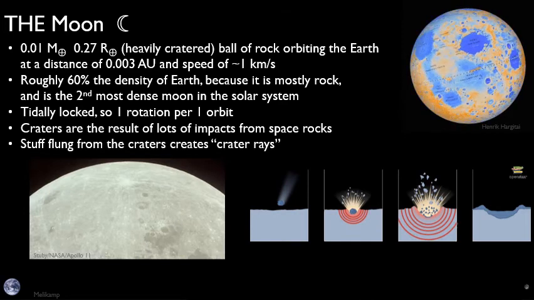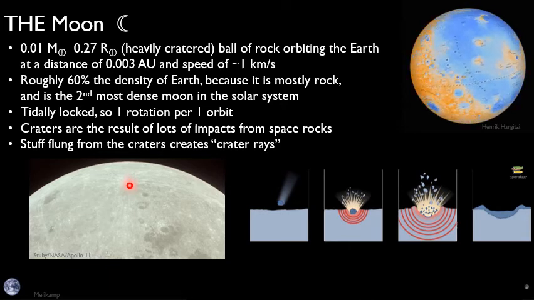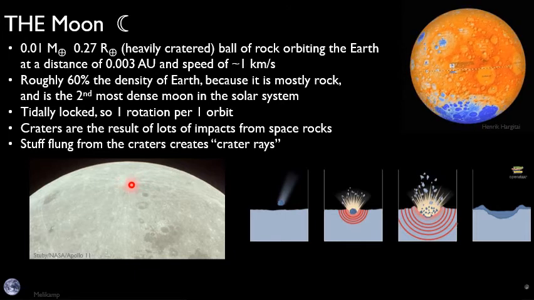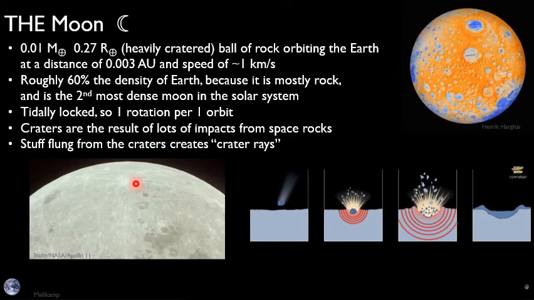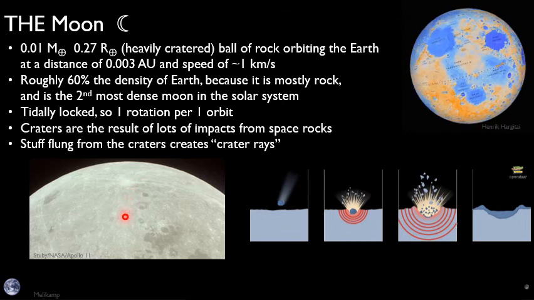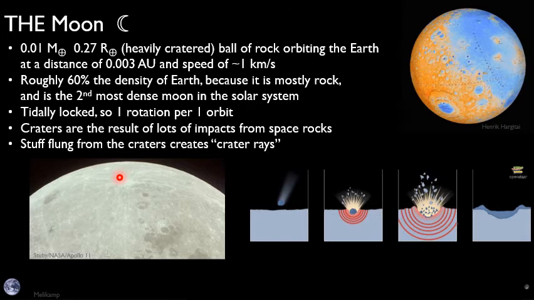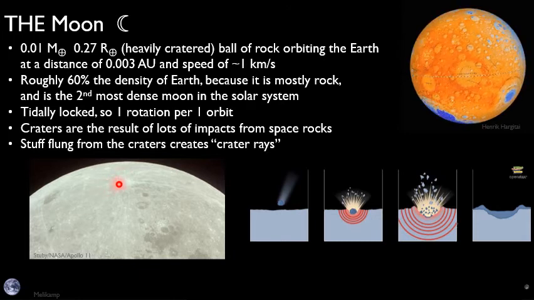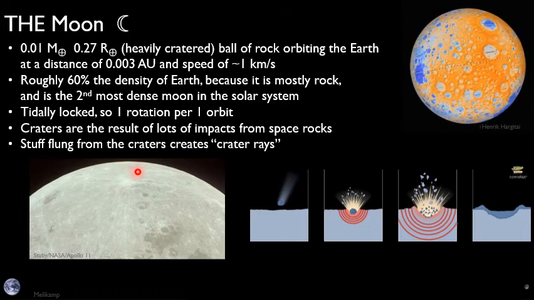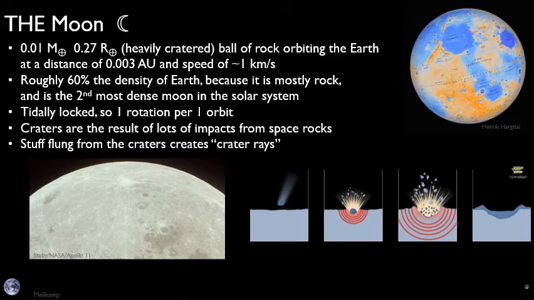The stuff flung from the craters creates these crater rays. So, for instance, you see this crater here is named for Giordano Bruno, guy who was burned at the stake for suggesting that there are other planetary systems out there. And you see, if you look closely, there are these rays of material propagating from there. And under the proper light, if you look at the moon, you can actually see it with a small telescope, or maybe even with your naked eye if you have really good eyes. But there are these rays that go from there, and these are basically just dust blasted from the crater itself.